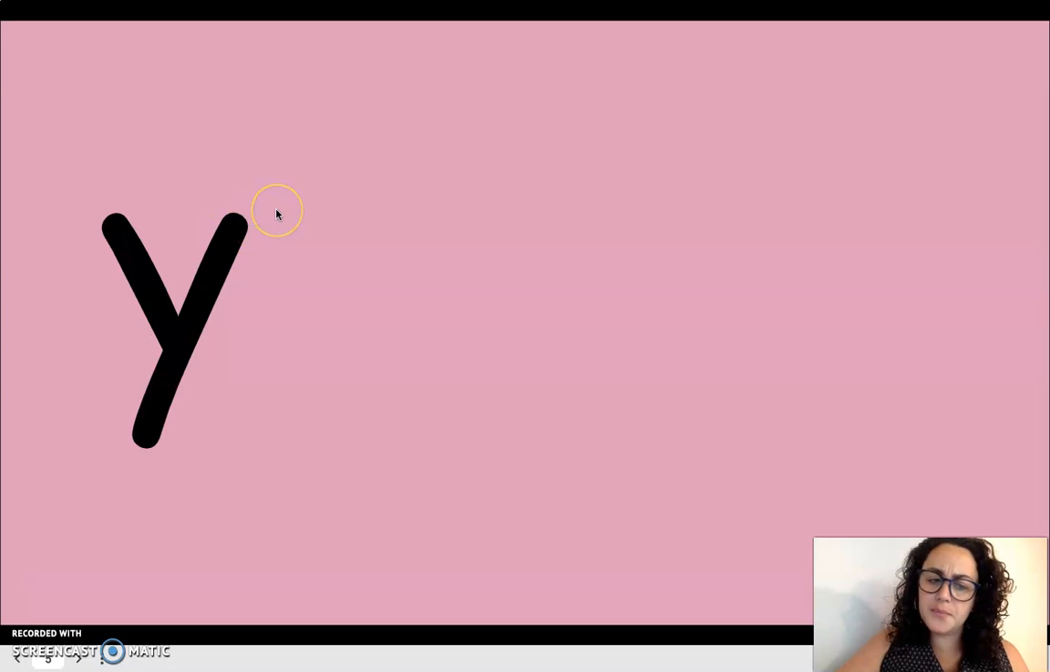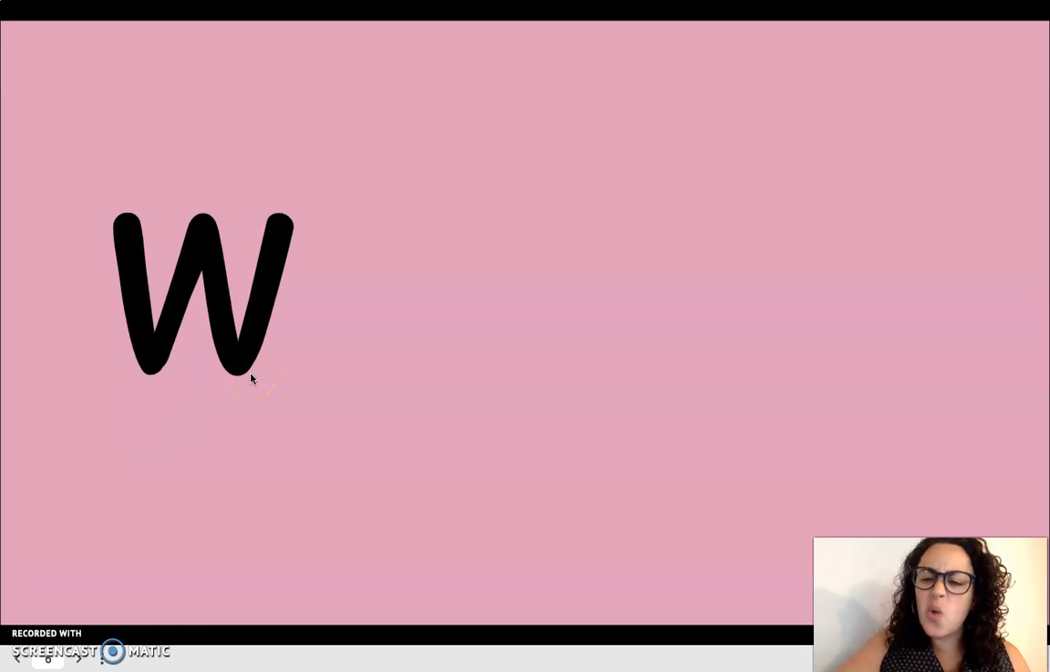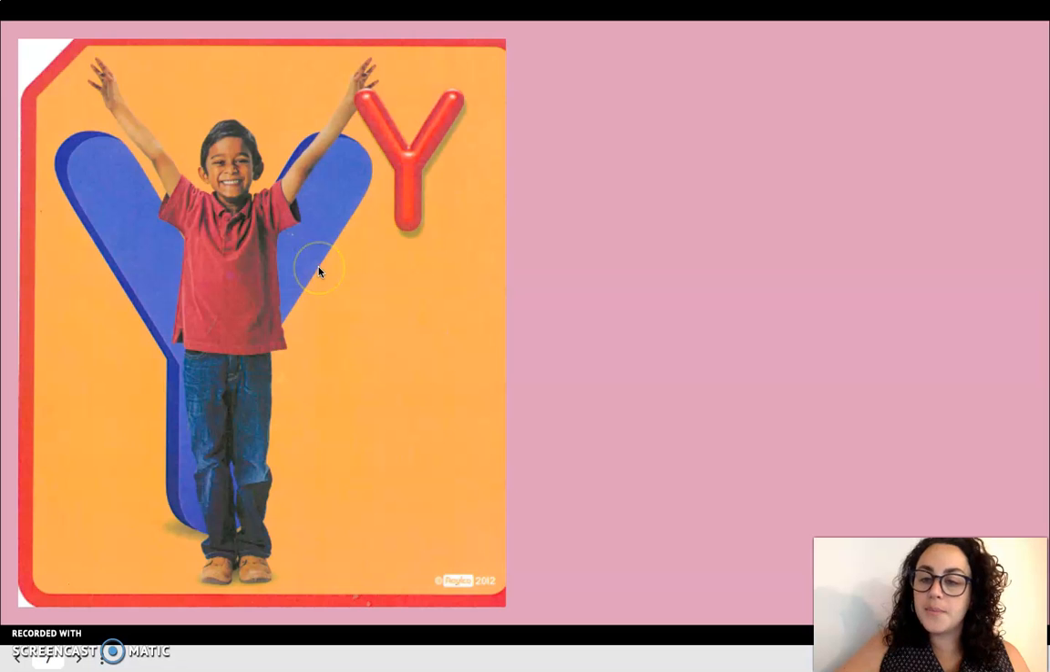Is this a Y? Yes or no? It is. This is a lowercase y because it has one diagonal and then a long diagonal. That's a lowercase y. Is this a Y? Yes or no? This is a W. This is not a Y. It has all those diagonal lines, but it doesn't have the lines that make it a Y.